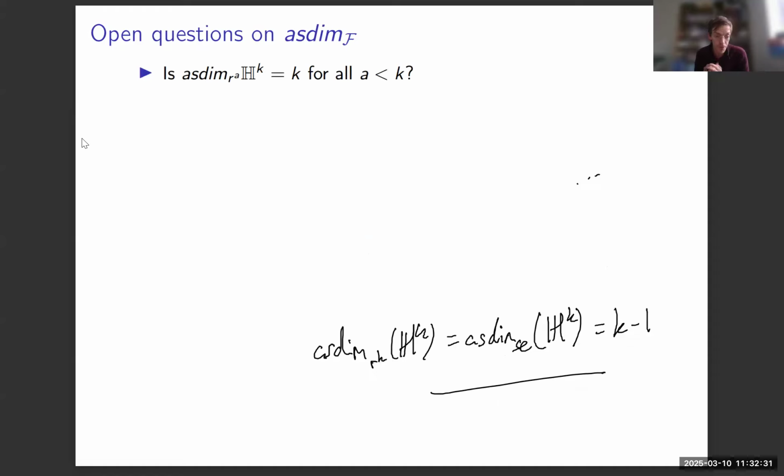What happens if I pick smaller growth than R to the K? What if I pick R to the A for some smaller power? Will I go up to full dimension straight away? What happens? That's my first question.